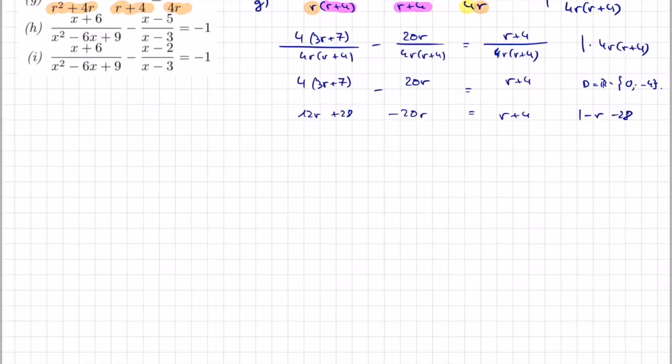So we get 12r minus 20r minus r, that's minus 9r. And we get 4 minus 28, that's minus 24. We divide out minus 9. And we can reduce to 8/3, which is in the domain. So the set of solutions has a single solution, 8/3. Number H.